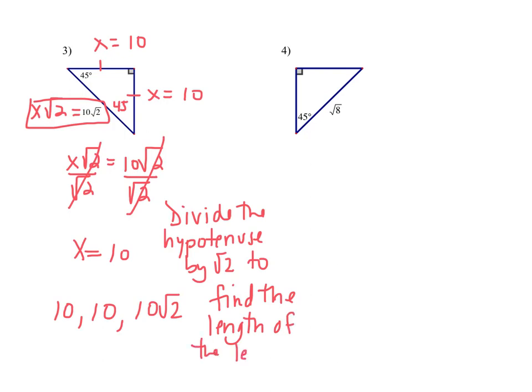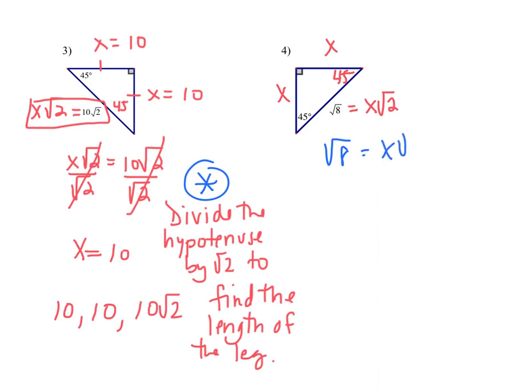Okay, one more. Still working with this 45, 45 right triangle, so these two legs would each be x. The hypotenuse is found by taking the leg and multiplying by the square root of 2. So again, to work backwards, we're going to follow this right here. We're going to divide the hypotenuse by the square root of 2. So the square root of 8 equals x square root of 2. Divide by the square root of 2 on both sides of your equation.